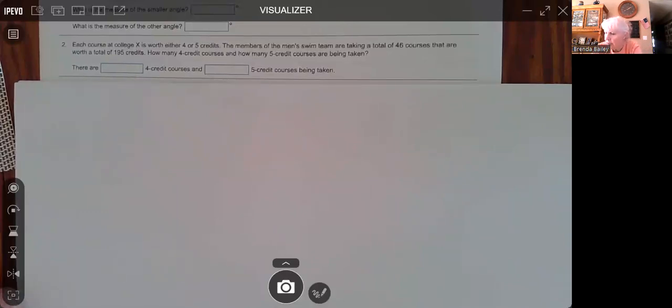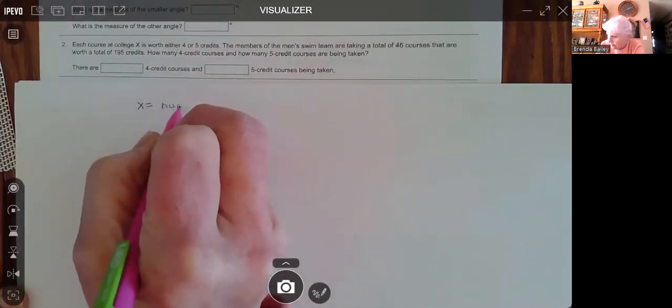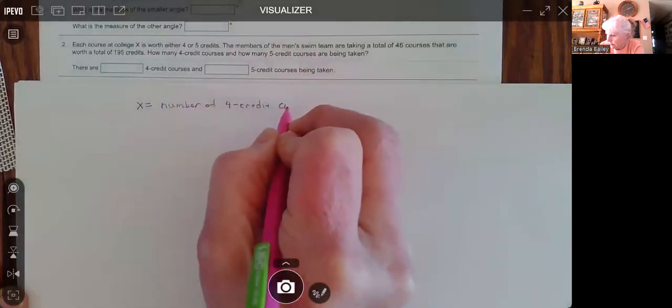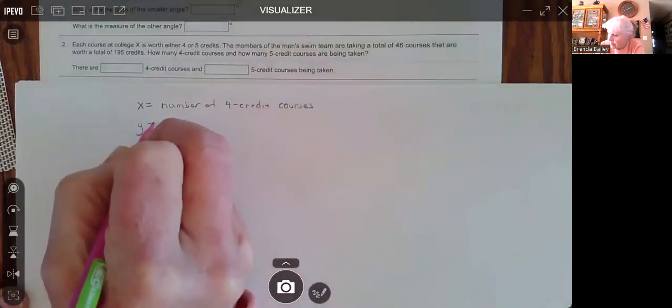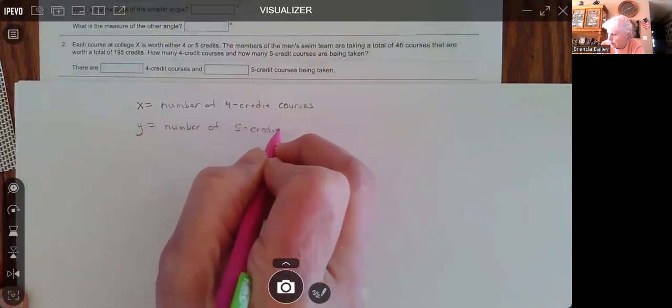Each course at College X is worth either 4 or 5 credits. The members of the men's swim team are taking a total of 46 courses that are worth a total of 195 credits. How many 4-credit courses and how many 5-credit courses are being taken? Well, what we're going to do is let X equal the number of 4-credit courses, and Y is going to equal the number of 5-credit courses.